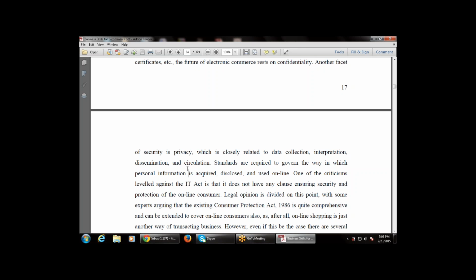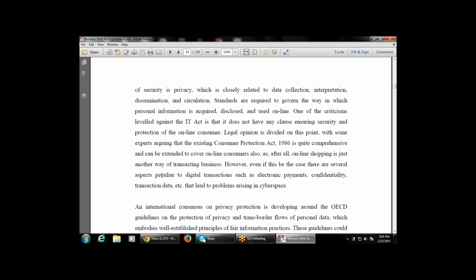However, even if this be the case, there are several aspects peculiar to digital transactions, such as electronic payment, confidentiality and transaction data, that lead to problems arising in cyberspace.